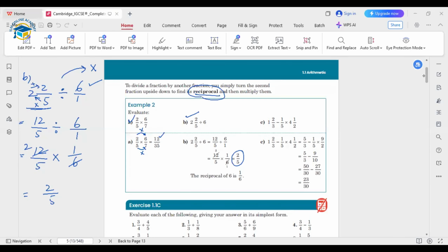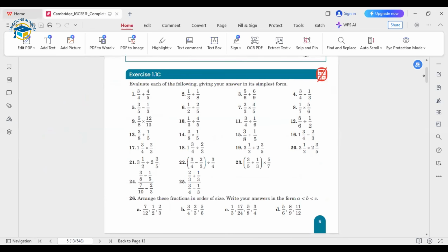According to this information, we need to go on with exercise 1.1c. I will try to cover all the topics or all the things that are basically related to addition, multiplication or division with the fractional parts. So let's start. Exercise 1.1c, question number 1. They are saying that you need to evaluate the following fractions as well, and you need to simplify these fractions as well. So accordingly, we will see.